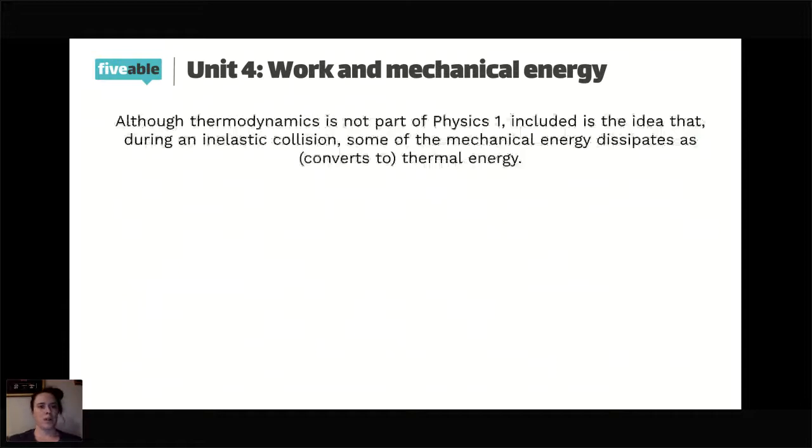Okay, so although thermodynamics is not part of Physics 1, it's in Physics 2, we do include the idea that during an inelastic collision, some of the mechanical energy dissipates as thermal energy. So when you're talking about conservation of momentum, when you have your inelastic collision, like your two cars smush and then they stick together, some of that energy is lost due to thermal energy of the collision. They don't need you to calculate it, they just need you to understand that concept.